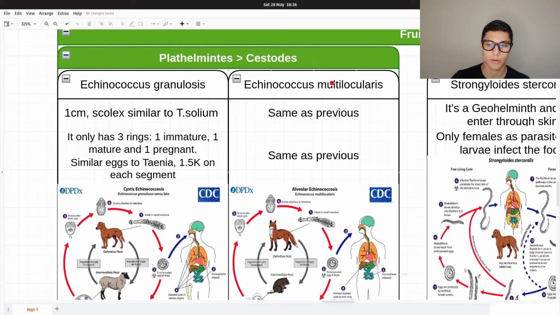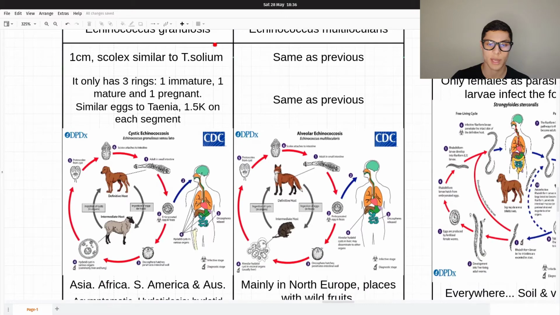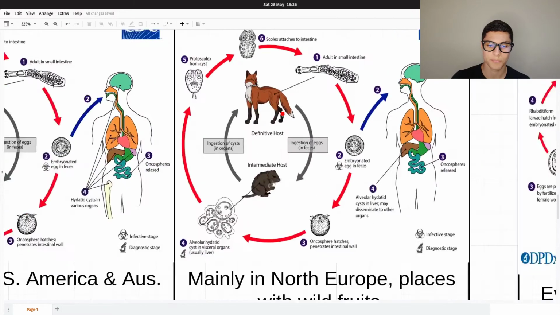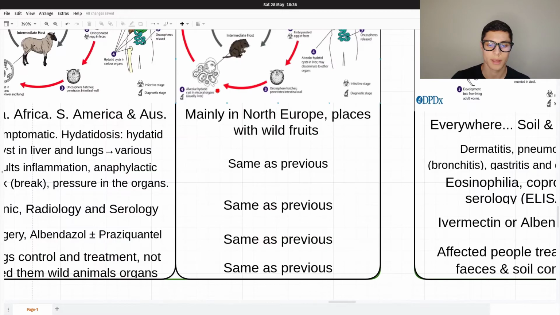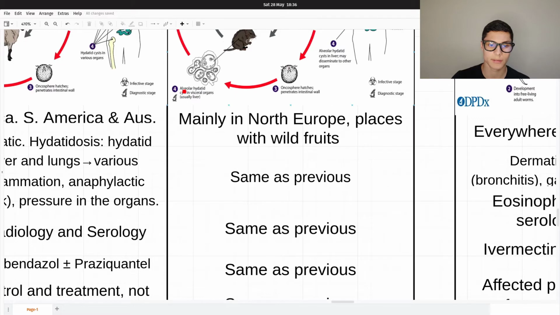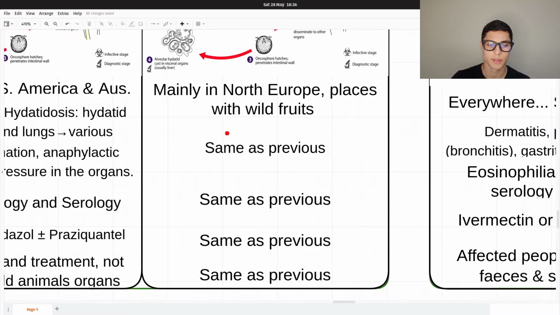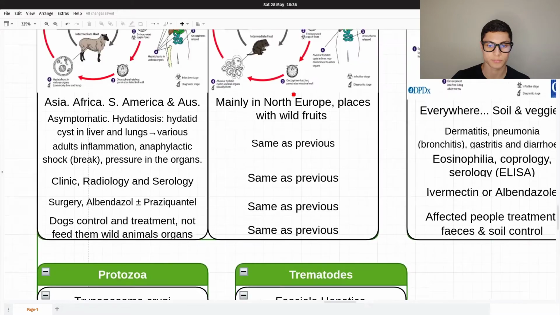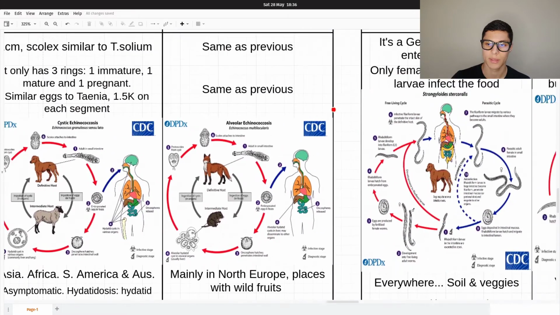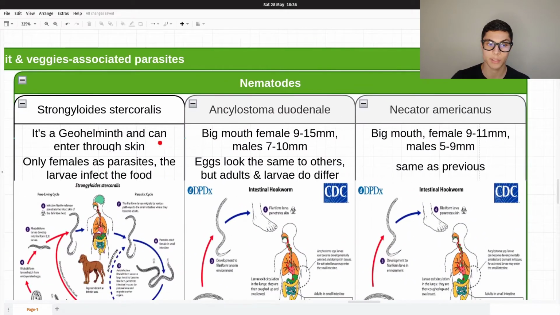We also have Echinococcus multilocularis, which is exactly the same, but the definitive host is not the dog, but it is the fox. And they attack mainly the lungs. They are present in North Europe and places where we have wild fruits. So this is the transmission. If we move on, we have the nematodes.